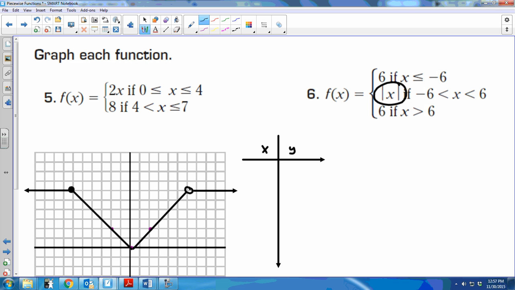If I was talking about the domain, what would be the domain of this function? What are the possible x values? All real numbers. Almost. Except for 6. Right, it goes from -infinity all the way to infinity, right? So all the x's are being used, except there's a hole right here, right? So you can write all real numbers except 6.